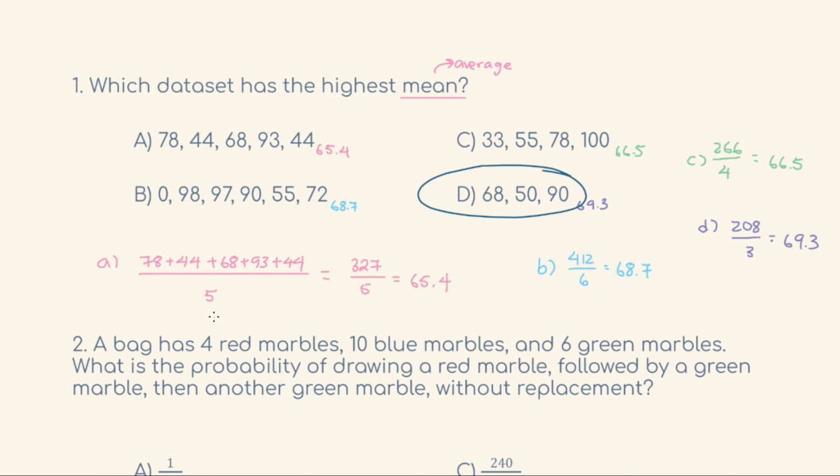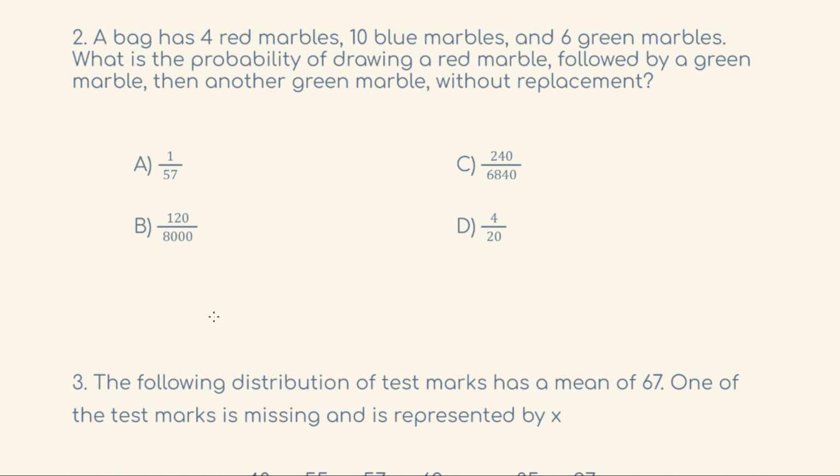So let's scroll down to question 2. Question 2 is asking, a bag has 4 red marbles, 10 blue marbles, and 6 green marbles. What is the probability of drawing a red marble followed by a green marble, then another green marble, all without replacement? Remember what this term means: without replacement. That just means every time we draw a marble, for example that first red marble, we're not putting it back before we pull out that green marble. Once we pull out that marble, it's out of the bag, okay?